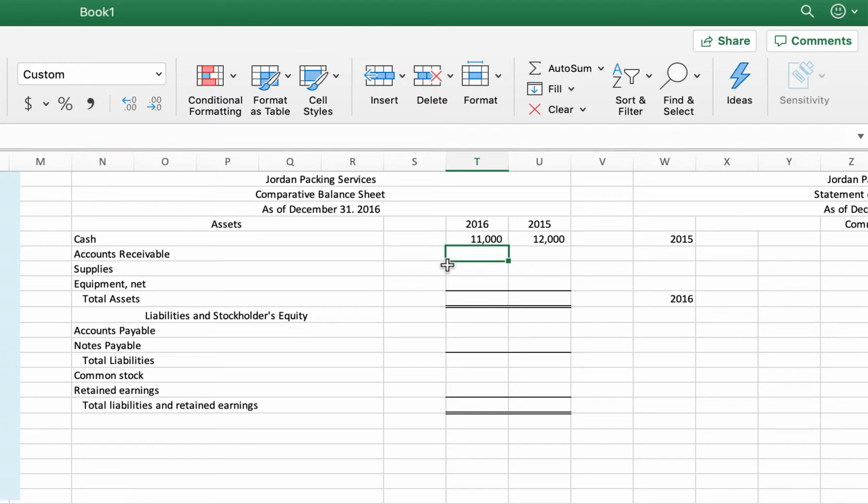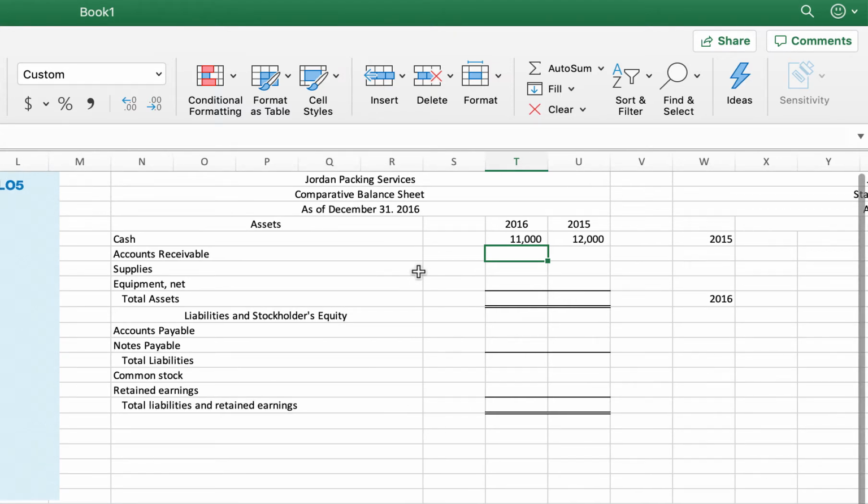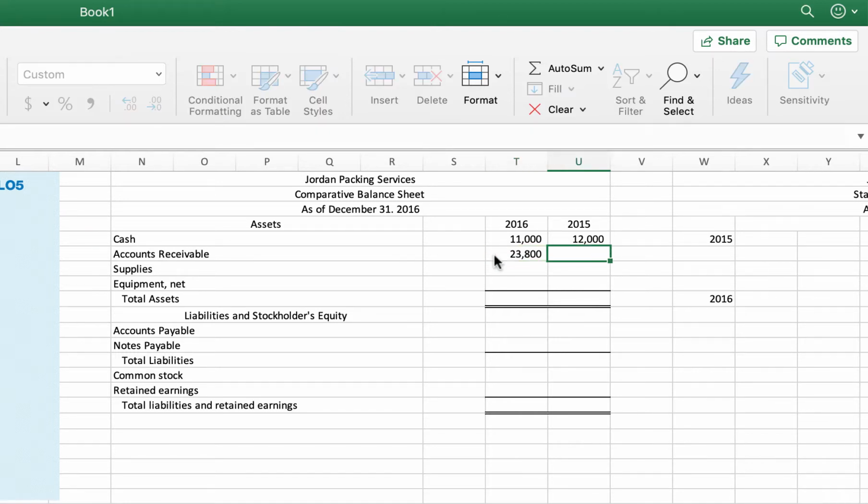The next thing we need to do is enter our receivables. Let me look at how much my receivables are. Accounts receivable for 2016 looks like it's 23,800, and for 2015 it's 19,500. I'm going to enter those amounts in. So I come over here and type in 23,800 and 19,500.